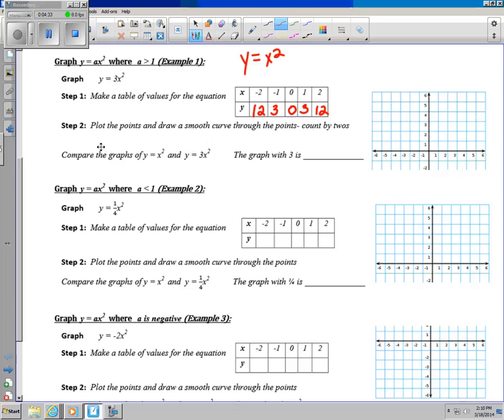So now step 2 for graphing this quadratic equation is plotting the points and drawing a smooth curve through the points. We're going to count by 2's. So this is going to be 2, 4, 6, 8, 10, 12, so that we have a high enough graph. Okay? So let's graph. When x is negative 2, we're just going to count our y's by 2. This is 12. When x is negative 1, we go to 3. Well, 2, 4, so 3 would be right here in the middle.